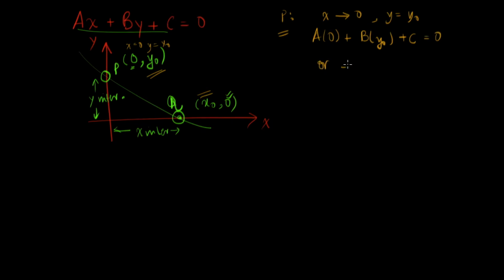Or, you can simplify that, you can get y naught equals minus c by b. Simple as that. So you already know what this height is, which is minus c by b. And if you recall, this is the same thing that we got when we reduced this equation to the form of y equals mx plus c. Well, if you can see that, that'd be great.